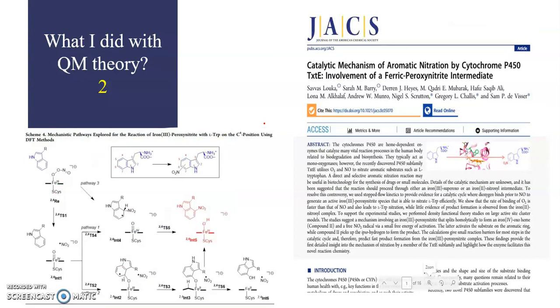And then here is another work that I did, where we try to reveal the catalytic mechanism of aromatic nitration by cytochrome P450 TxtE, involvement of a ferric nitrate intermediate. In this system we try to reveal the pathway of the aromatic nitration process. From there we determine that this pathway is the best one, and the experimentalists are able to proceed and further their work.